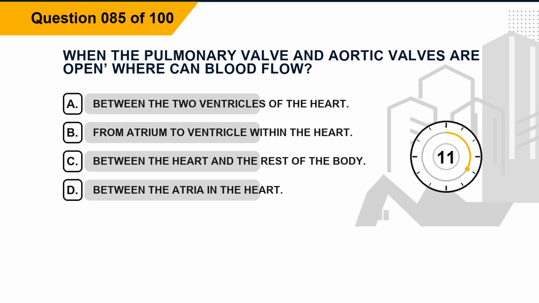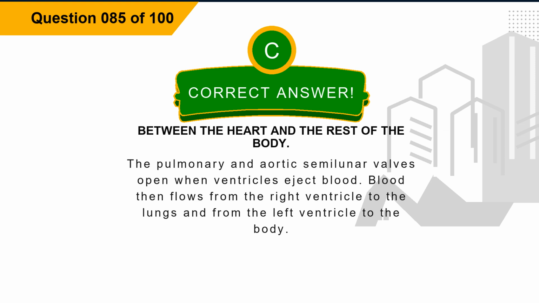Option A. Between the two ventricles of the heart. Option B. From atrium to ventricle within the heart. Option C. Between the heart and the rest of the body. Option D. Between the atria and the heart. The correct answer is option C. Between the heart and the rest of the body.